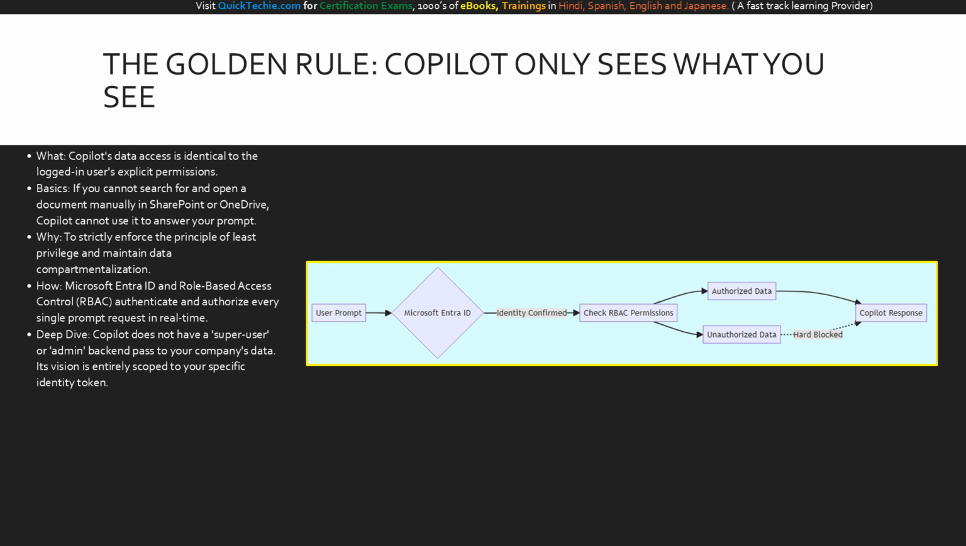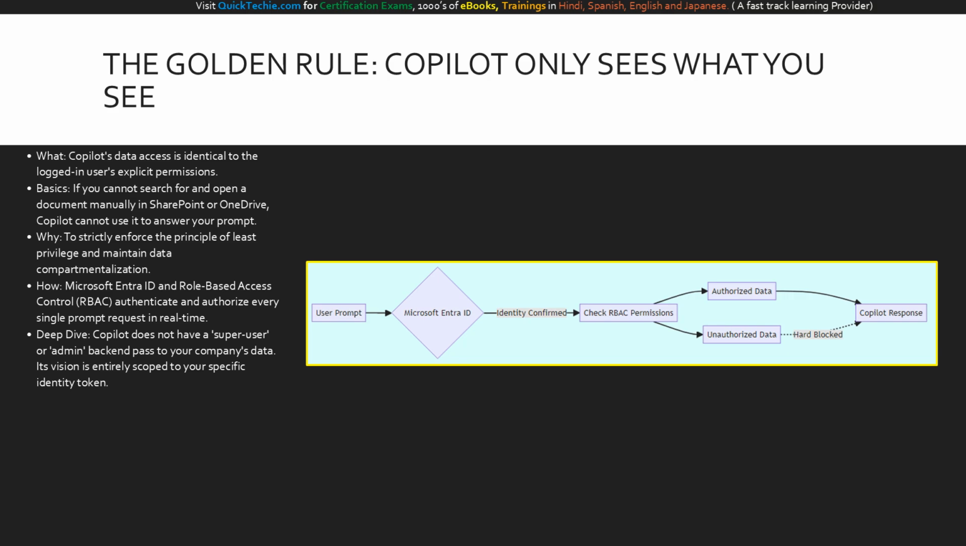How does this happen under the hood? Every time you hit enter on a prompt, Microsoft Entra ID and your role-based access controls intercept the request. The deep dive reality here is that Copilot does not possess a secret superuser backdoor to your company's tenant. Its access is restricted entirely by your personal identity token.